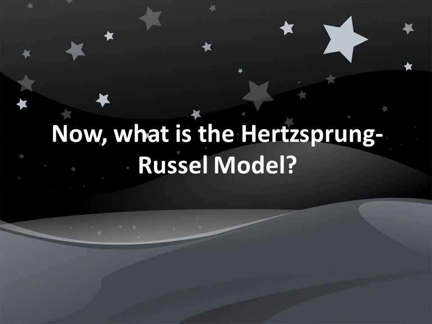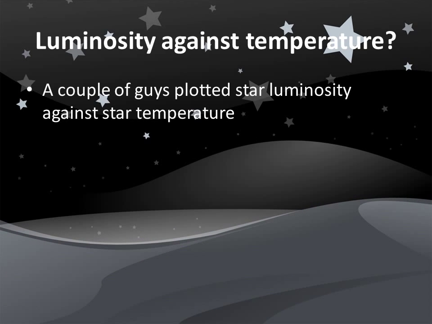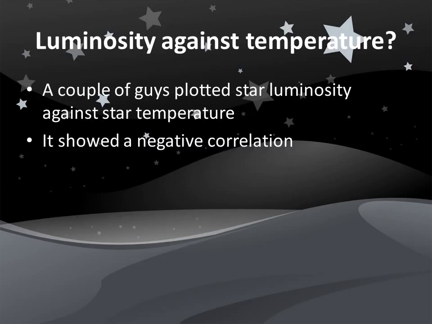Now we can finally move on to what is the actual Hertzsprung-Russell model. We know that it helps us classify these, we know how it helps us identify where they are, but what is it? Luminosity against temperature. Basically, a couple of guys just plotted star luminosity against decreasing temperature, with star luminosity on the y-axis and the decreasing temperatures on the x-axis. And they've realized that it shows an overall negative correlation, and they came up with this model.